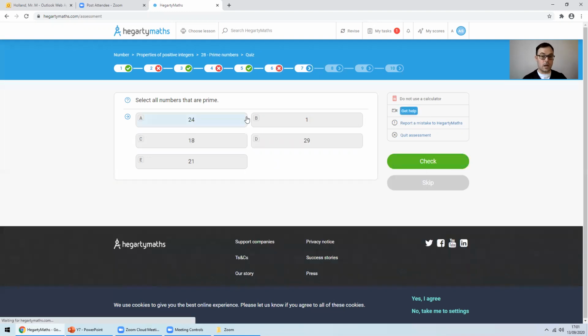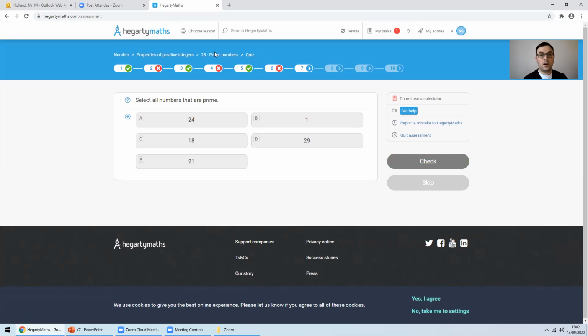Once they finish the task, I'm not going to do it now for the sake of time, but if I were to finish the task, it would tell me the percentage I got as a student, and there's the option to repeat it as many times as they like until they get a score that their teacher has asked them to get or a score that they're comfortable having.